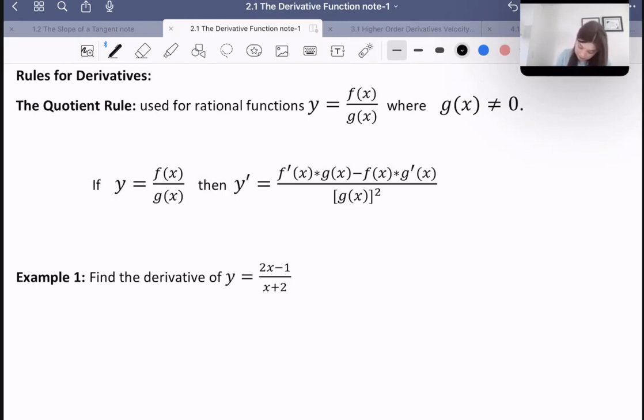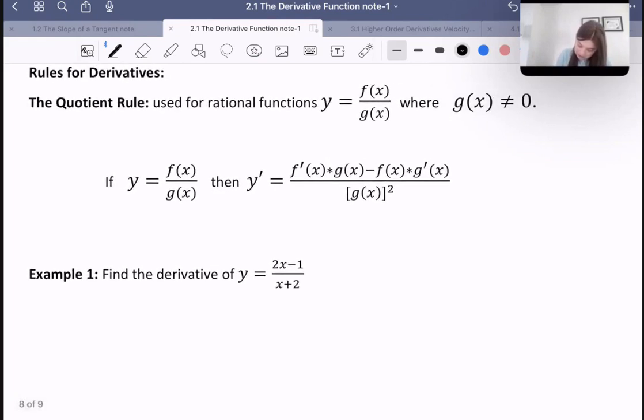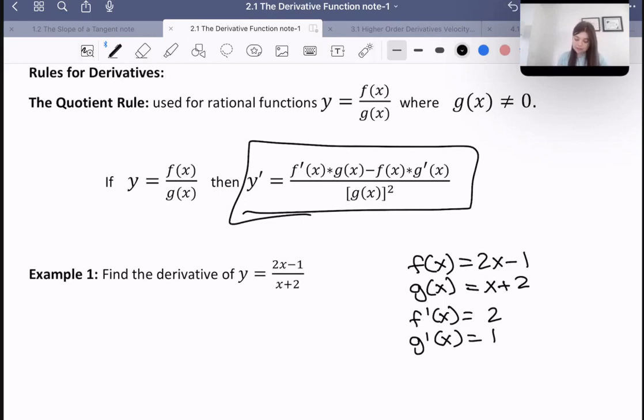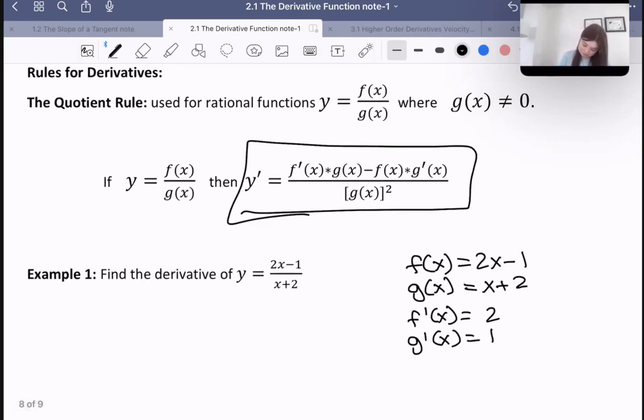So in this example, let's let f of x be the function on the top. So f of x is 2x minus 1. g of x equals x plus 2. What is the derivative of f of x? So the derivative of the top would be just 2. And the derivative of the bottom, x plus 2, is just 1. So based on that, can we use this equation and plug in those values and solve for y prime? Absolutely, and let's do it.